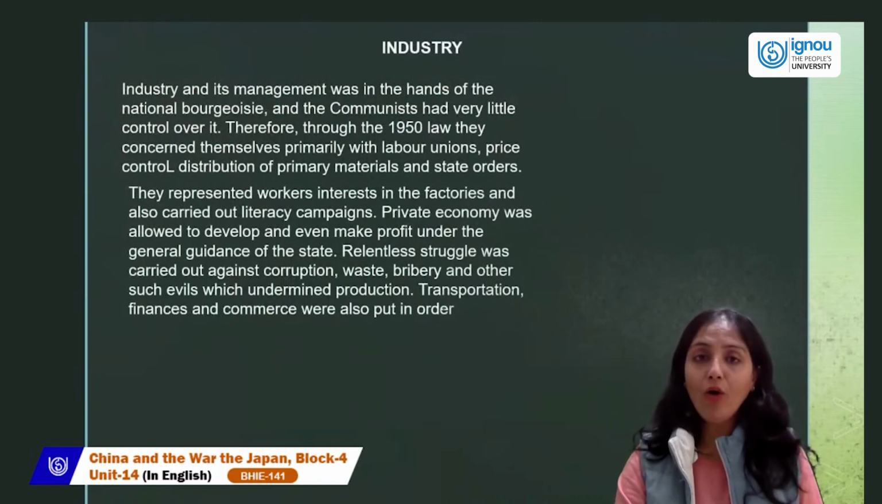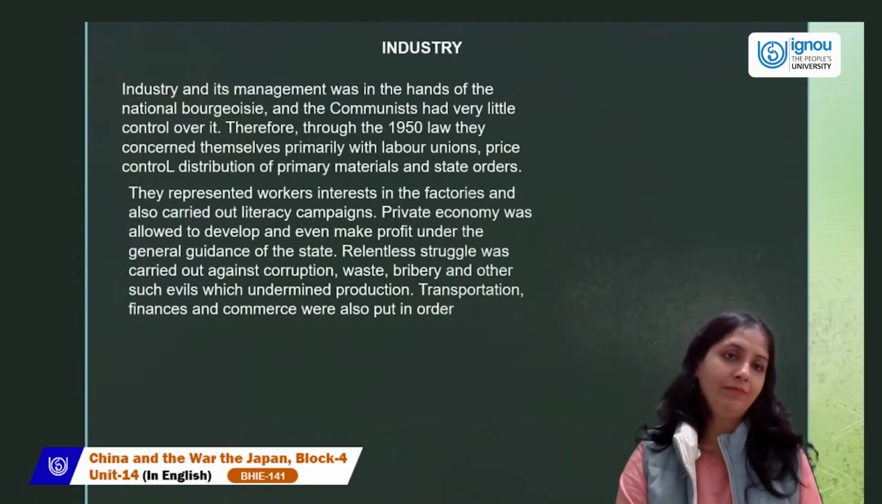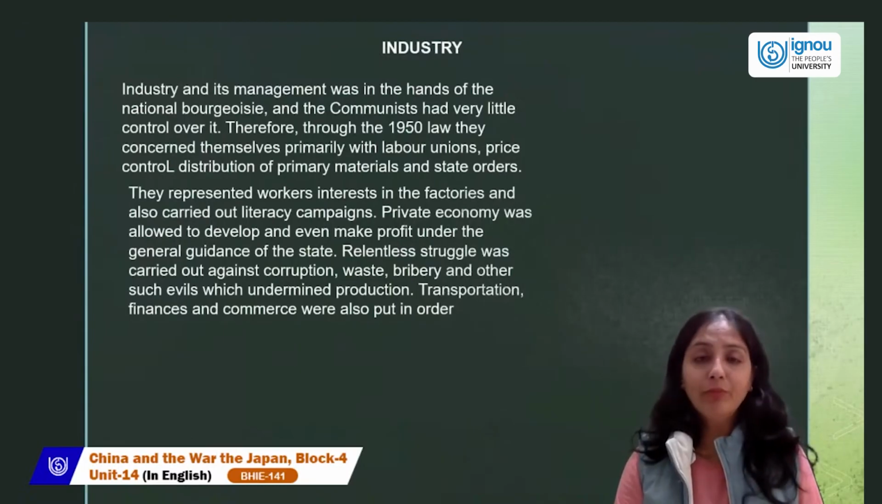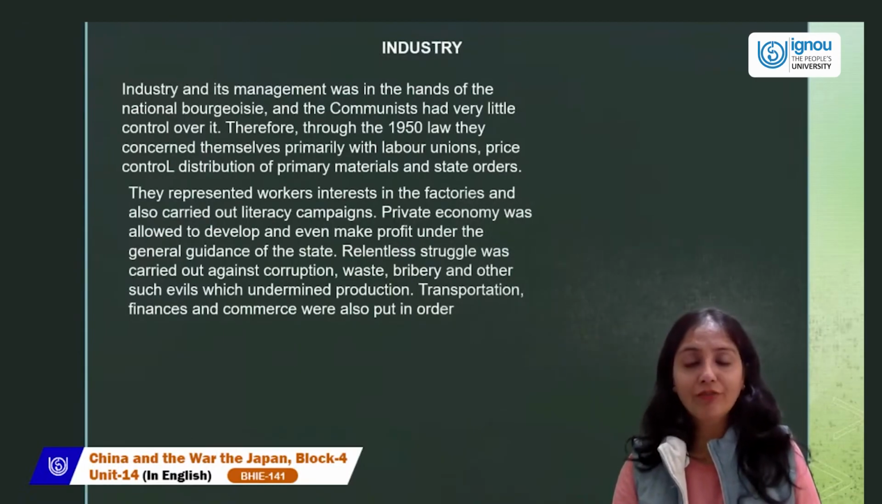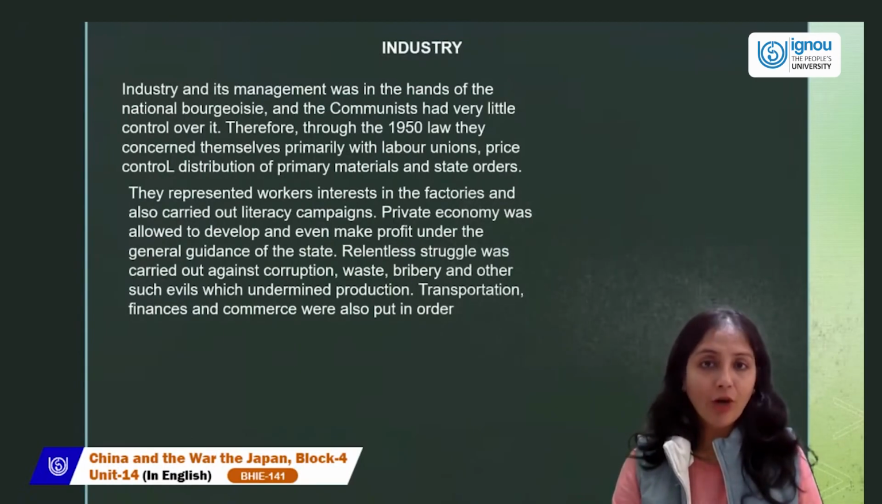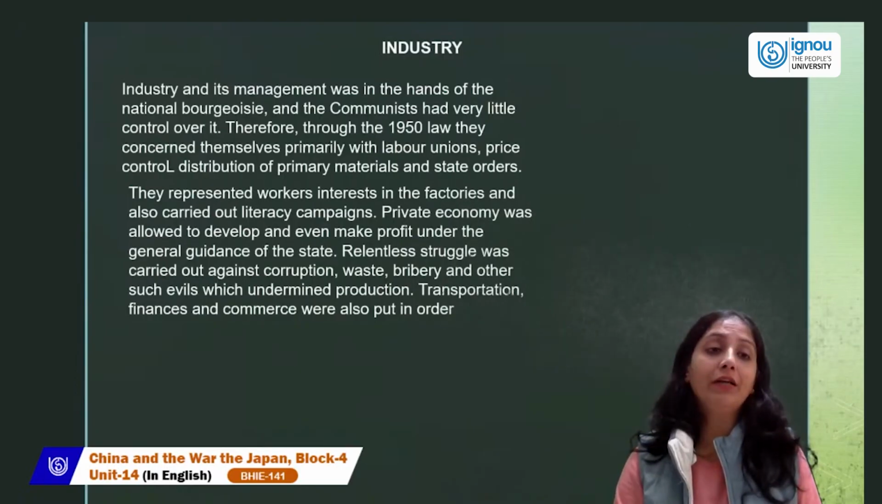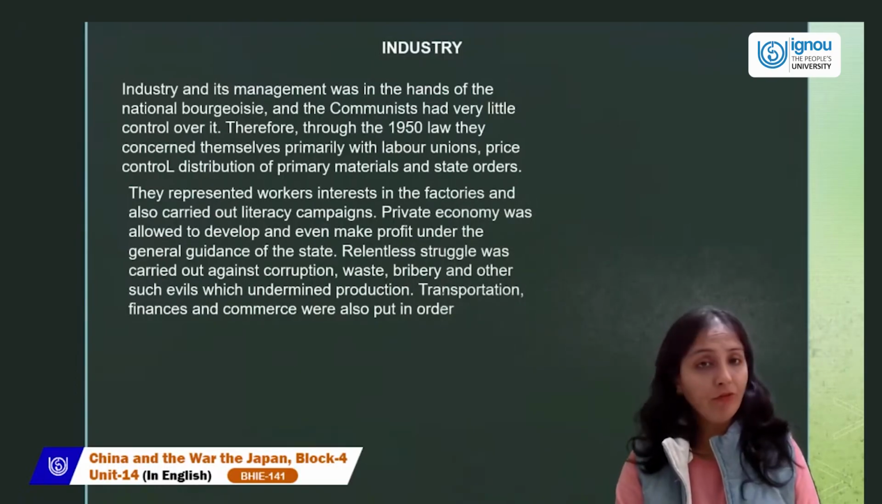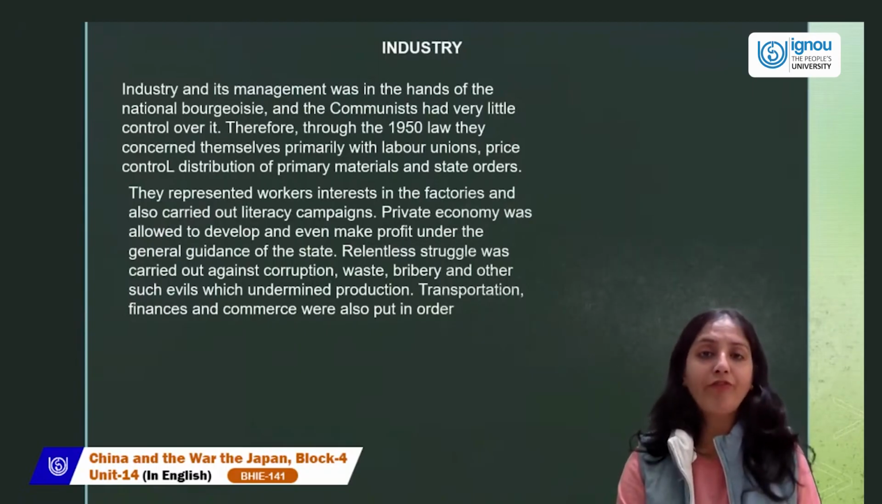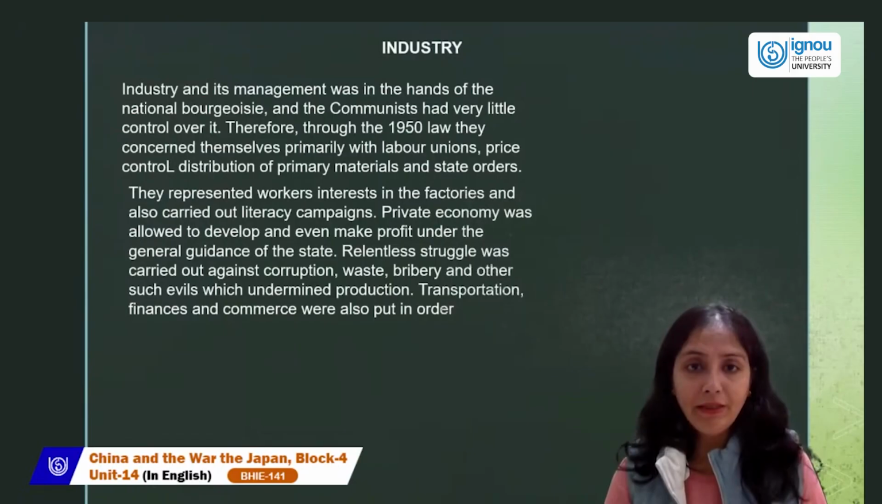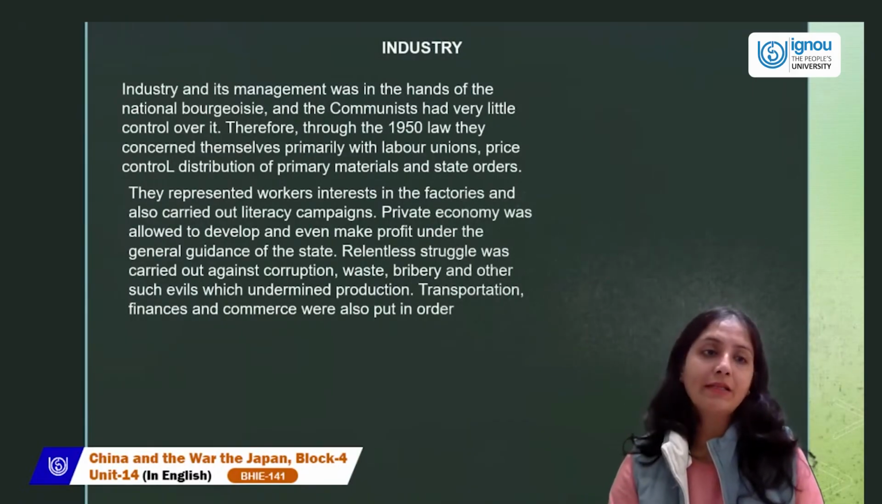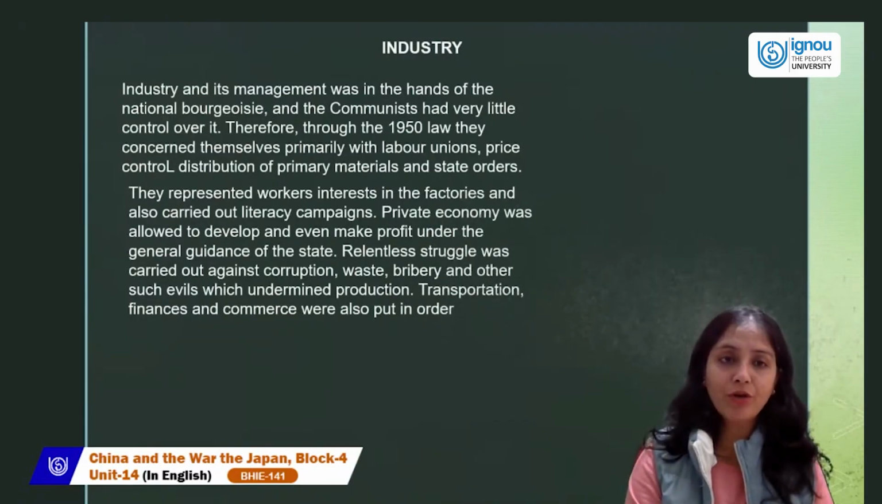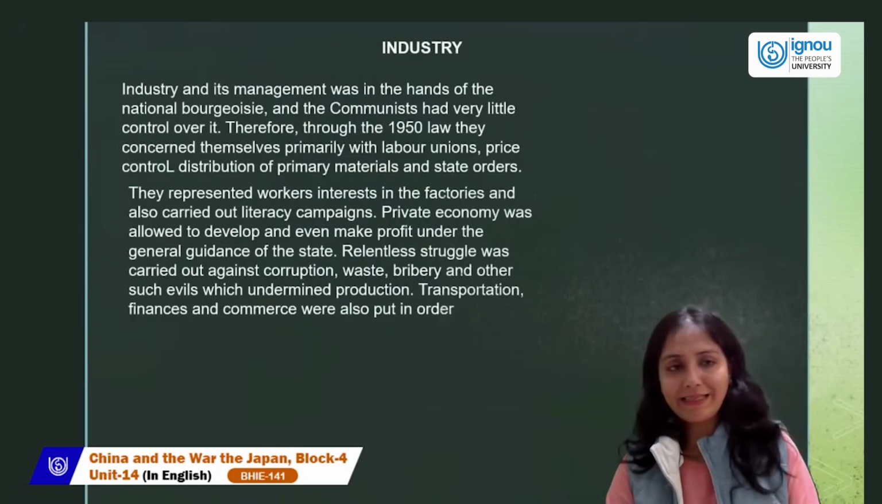Next one is how they reformed industry. Industry and its management was in the hands of the national bourgeois. Communists had very little control over it. Therefore, through the 1950 law, they concerned themselves primarily with labor unions, price control, distribution of raw materials, and state orders.